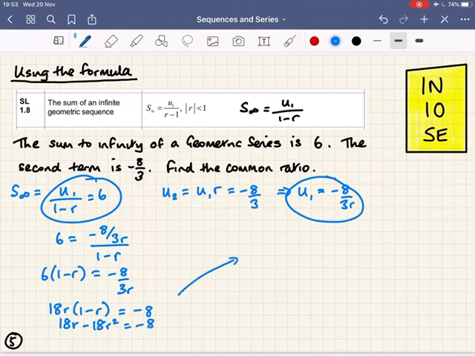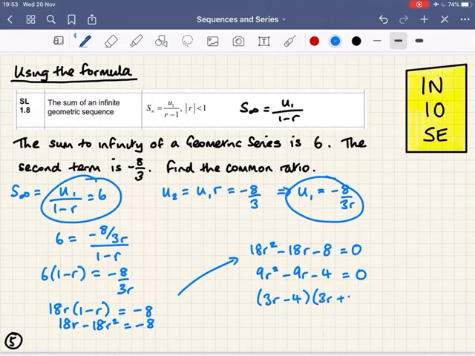We'll go up here and make that into a nice quadratic. 18r squared minus 18r minus 8 equals 0. I've taken the 18r squared over to the other side so that it's positive, and I've taken the 18r with it. I could halve those three terms just to make this a bit easier to factorize. And if factorizing is good, you can put that into double brackets. If not, you could use the quadratic formula. But either way, it factorizes to 3r minus 4 times 3r plus 1 equals 0.